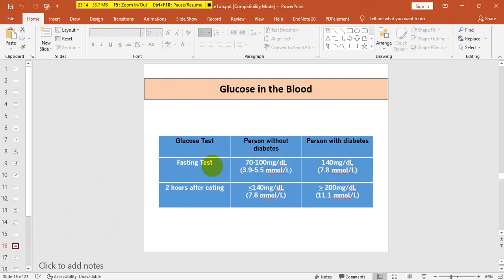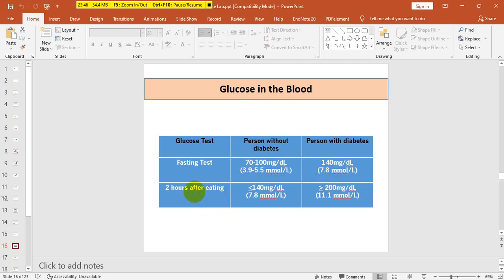So you can see fasting blood sugar. A person without diabetes is supposed to get 3.9 to 5.5 millimole per liter. Please, the unit millimole per liter is what is common in our setting. Most of our machines have millimole per liter as their unit. So 3.9 to 5.5. Then for somebody with diabetes, the fasting blood sugar is 7.8.